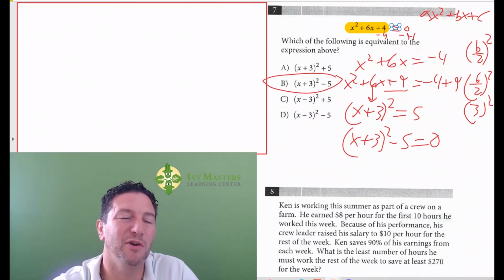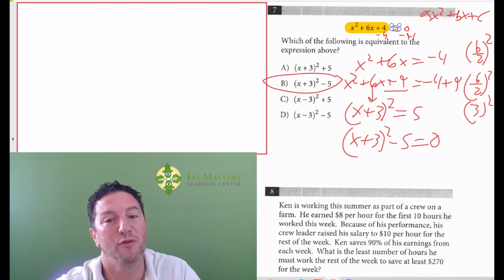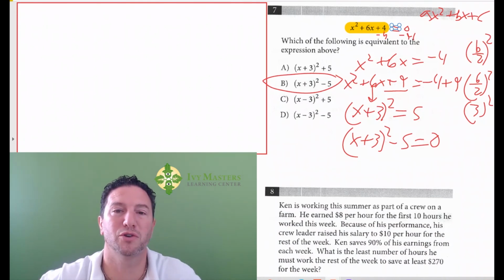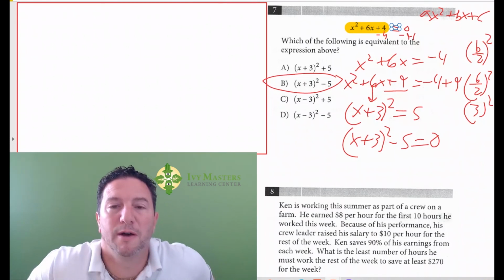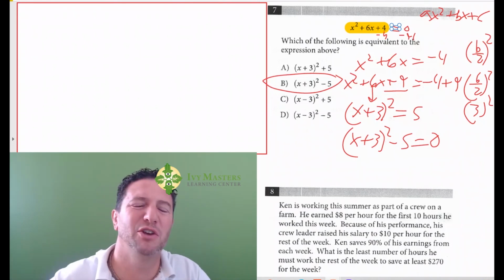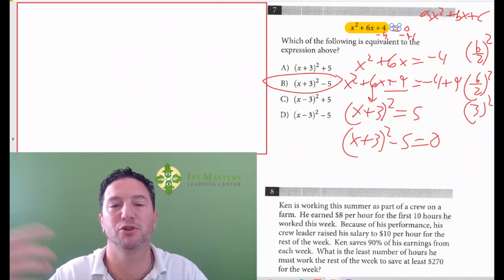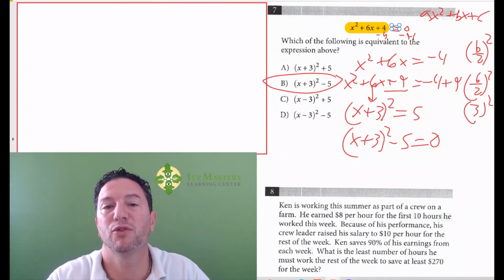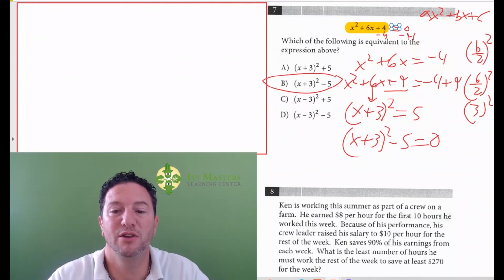You can see that you don't need to know that approach for this type of a question, but you do need to know it for circle questions, which is, you could go to the playlist or just go to Ivy Masters YouTube, search circle questions, and you could see me complete the square for circle questions as well.